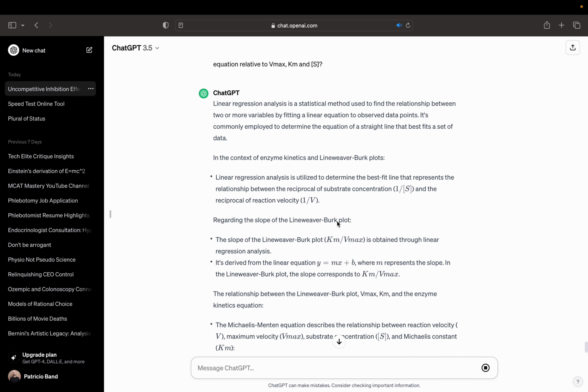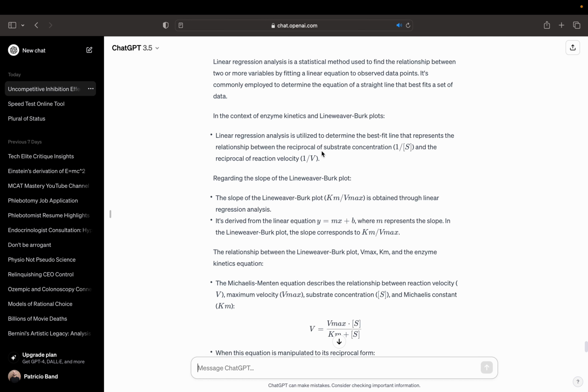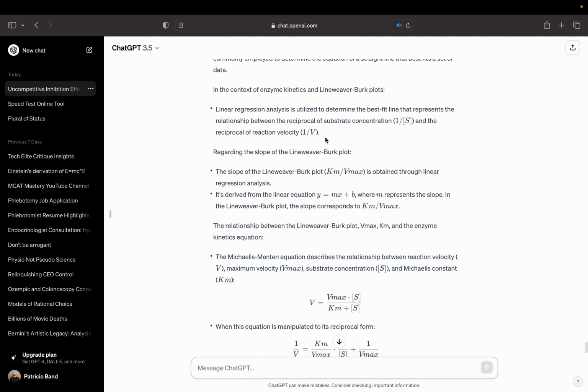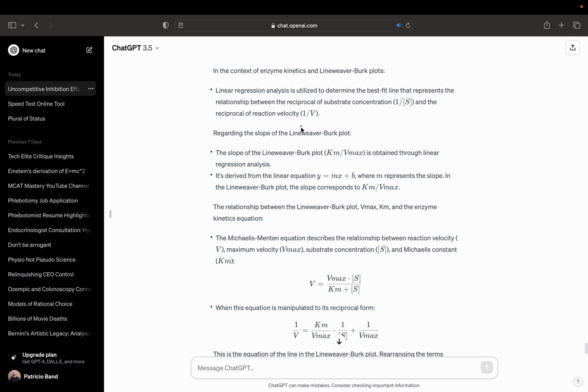So linear regression analysis is a statistical method used to find the relationship between two or more variables by fitting a linear equation to observed data points. It's commonly employed to determine the equation of a straight line that best fits a set of data. In enzyme kinetics, linear regression analysis is utilized to determine the best fit line that represents the relationship between the reciprocal of substrate concentration, 1 over S, and reciprocal reaction velocity, 1 over V.